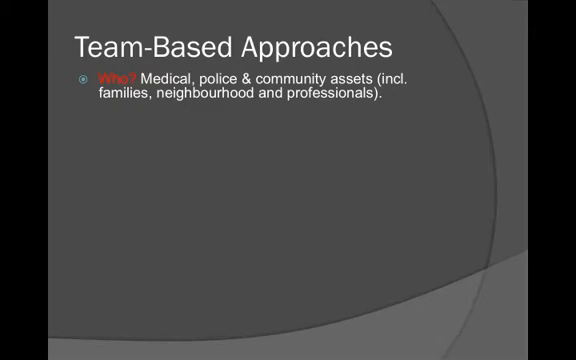Now let's start to talk a little bit more about what your specific approaches might be within this team. First, as we said, let's review who would be there. Medical professionals, police, and community assets, including families, neighborhood resources, and professionals. And neighborhood resources includes informal connections such as neighbors and landlords or other people who are tenants or roommates. Anybody really who's willing to be a part of a team and know the individual and care about the individual.